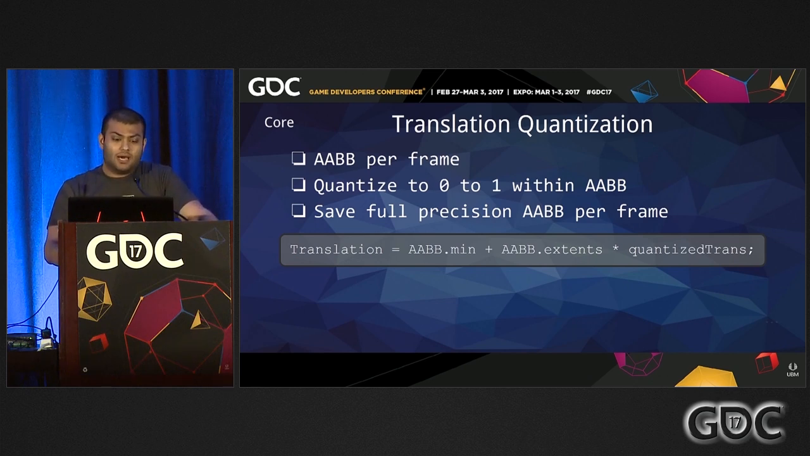For translation, we generate an axis-aligned bounding box per frame, and we store that per-frame bounding box off as constant data. We quantize the translation between 0 and 1 within the axis-aligned bounding box, and it's a simple operation to reconstruct our original translation. Of course, this is a lossy compression, but as long as your content team is aware when they're starting to lose precision, they can work with this. And Ben will touch on some of the techniques we used to try and mitigate this.